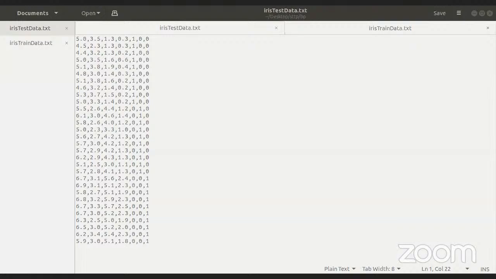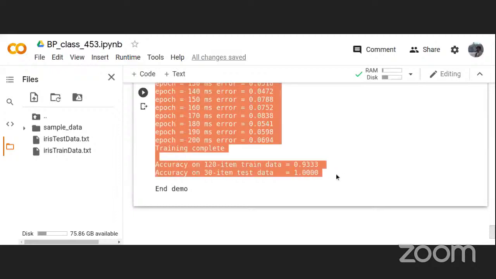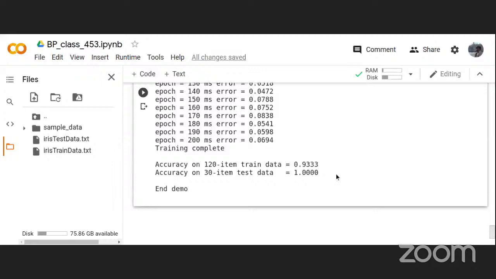So what you have observed here in the example we have demonstrated, which I just shared with you, is the tab where it says the accuracy on 120 items of the train data and the accuracy on the test data differ. Definitely it will differ, but we got good accuracy for the test data also.